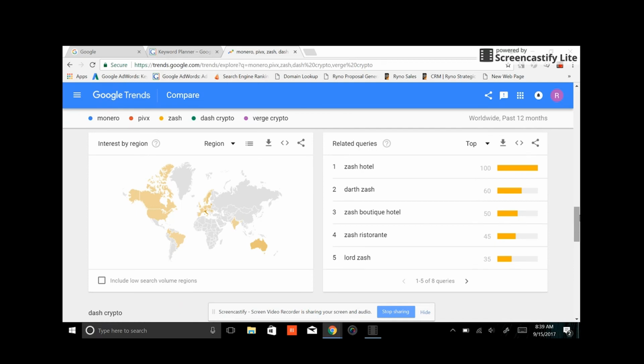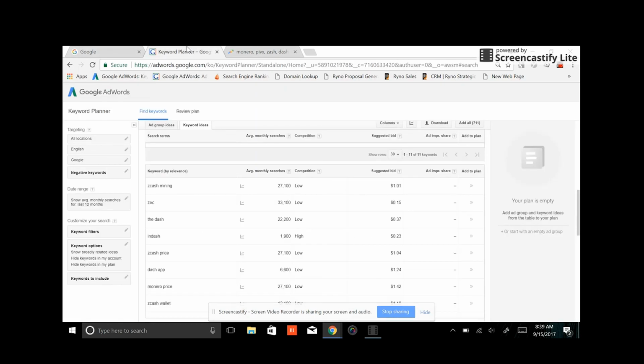And like I said, guys, this is just one piece of information, one tool that you can use when you're trying to gather information about cryptocurrencies, tokens, whatever it might be.